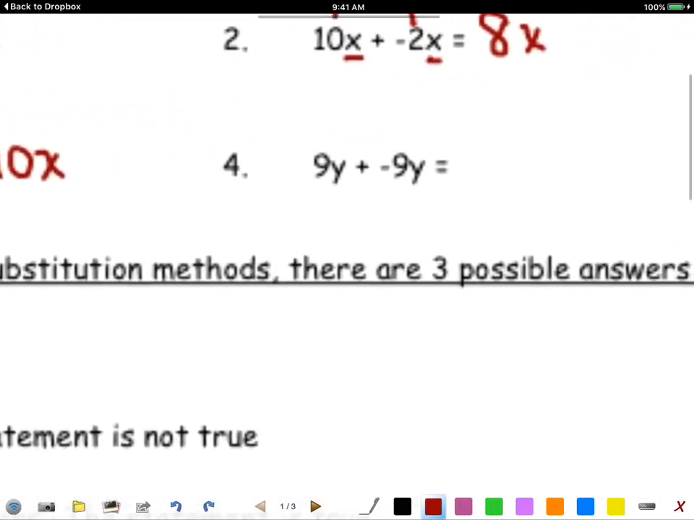In number 4, we have the same variable as well. So when we add 9 plus negative 9, that actually equals 0. So the answer here is just 0. And this is the type of example that we're going to be looking at in some of our problems that we get to, where we end up having 0.